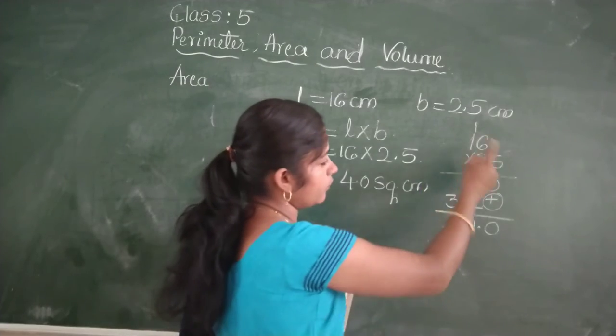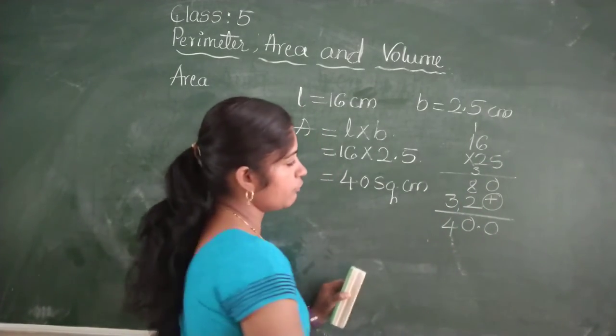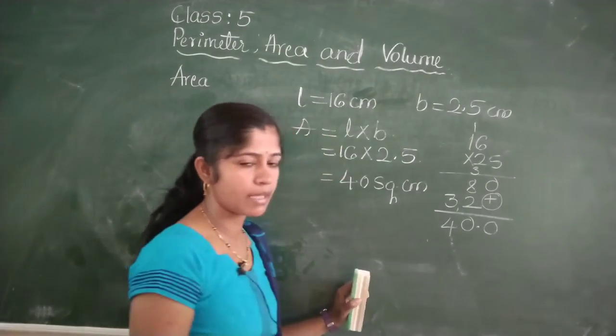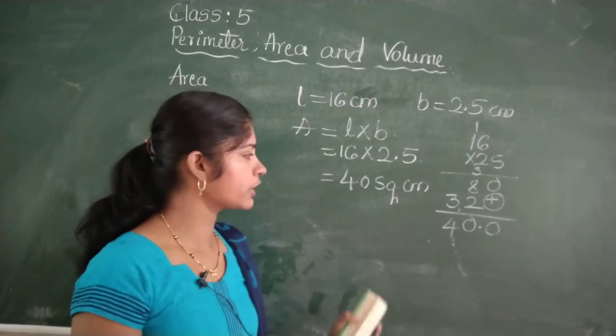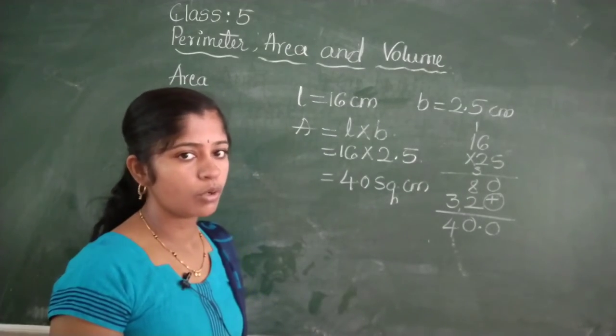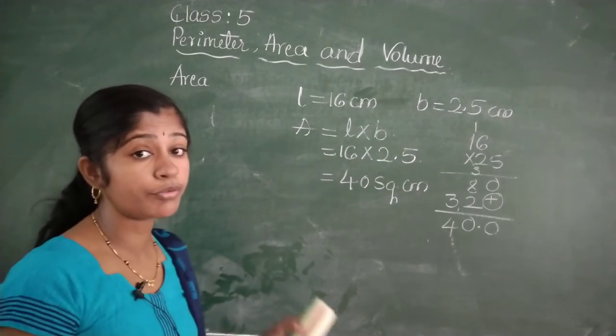See here, 40.0 is nothing but 40. And this calculation, there is no need to solve in any other rough place. If you are solving in one corner of the example, no problem. Okay, after multiplying you will get 40 square centimeter as the answer. So this is how to find the area of a rectangle.